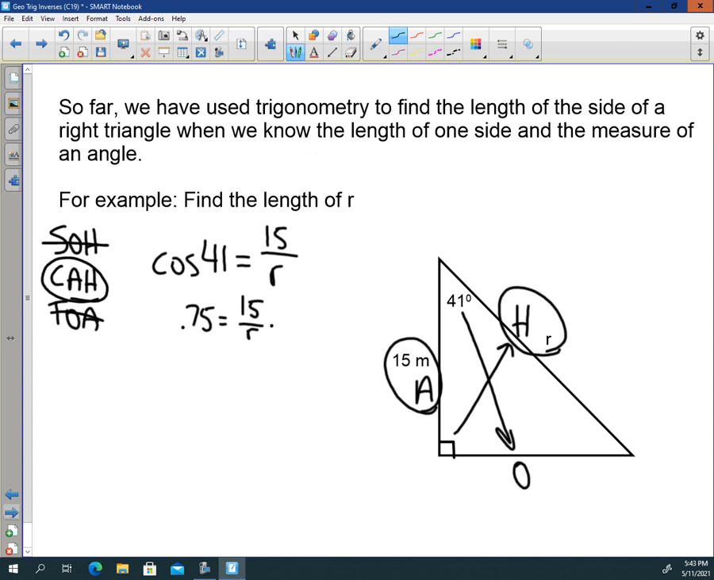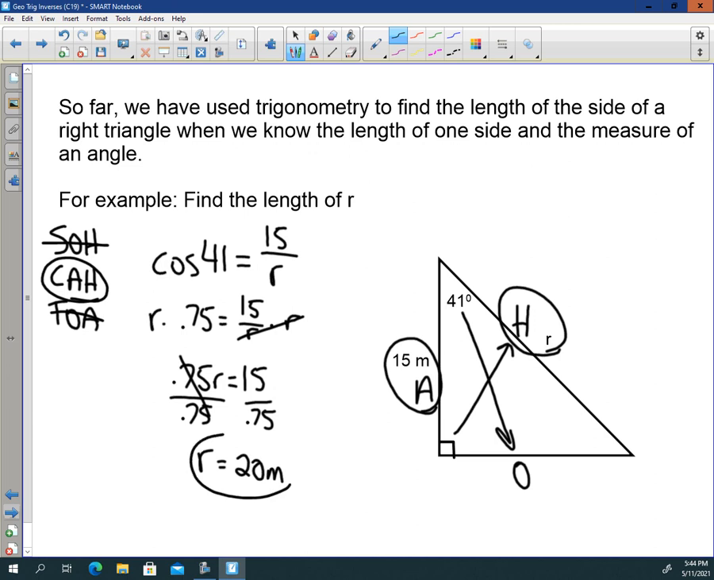Well, to clear that r, I'm going to multiply both sides by r, which cancels them, and I have 0.75r equals 15. Now I'm going to divide both sides by 0.75, and I can figure out that r, the hypotenuse, is 15 divided by 0.75, and it's 20 meters. Done. So we can do that. If we know one side length and one angle measure in a right triangle, we can find any other side length.